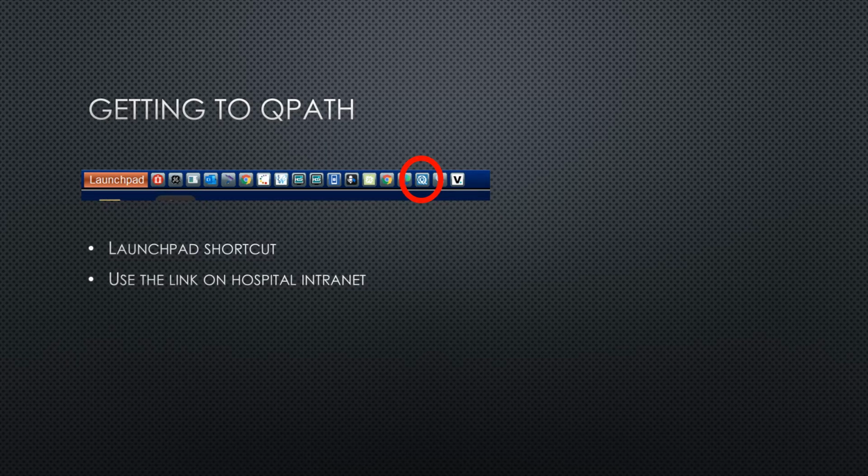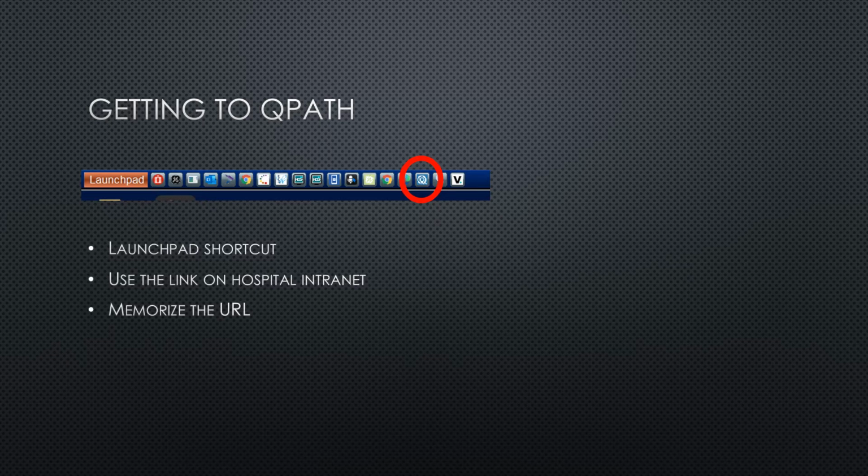So you can use the link on the hospital intranet. This is a little bit clunky, but if you open up the hospital intranet, you can go to links on the Mountain View page, and then it's down in the bottom right corner, I don't remember exactly where it is, or you can just hit Control F and search for QPath, and it'll show up and you can get there.